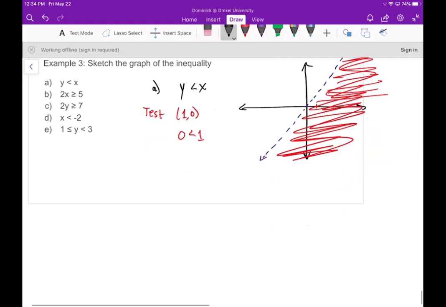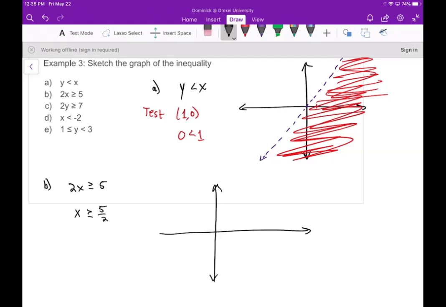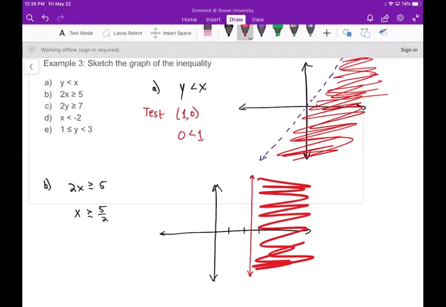Now in part B, we just have 2x is less than or equal to 5. Well, if this were an equal sign, we would solve for x and we would get x is greater than or equal to 5 over 2. But this is just a vertical line. So where's 5 over 2? 5 over 2 is a little bit bigger than 2. So we have a vertical line here. And if x is greater than 5 over 2, I want this side of that line.